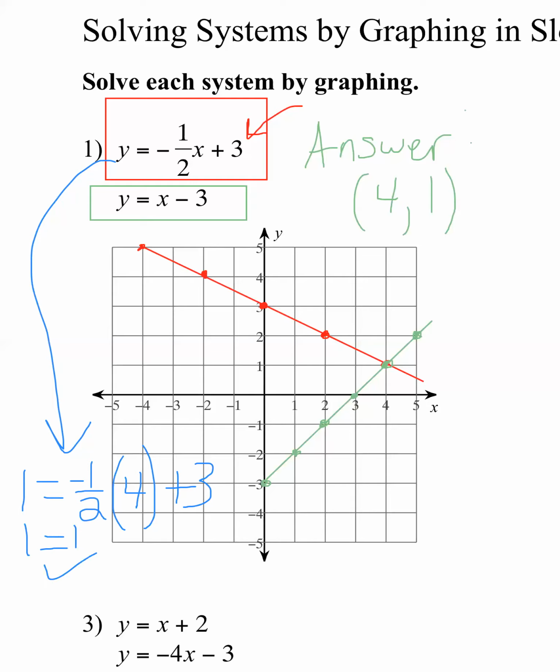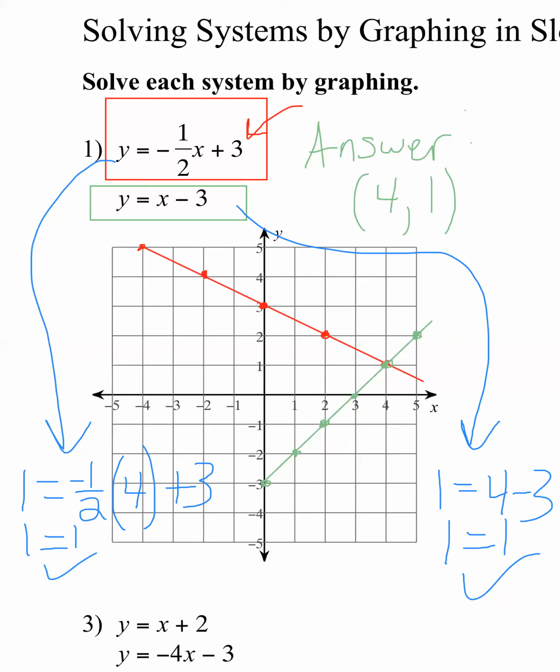Now I'm going to try it in this one. Just kind of go over here so I have some room. So again, I'm just going to plug in the point 4 comma 1, and I should get another true statement. So 1 is equal to 4 minus 3. Well, yeah, that's true. Again, I get 1 equals 1.